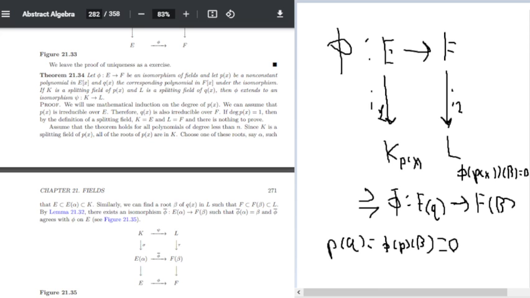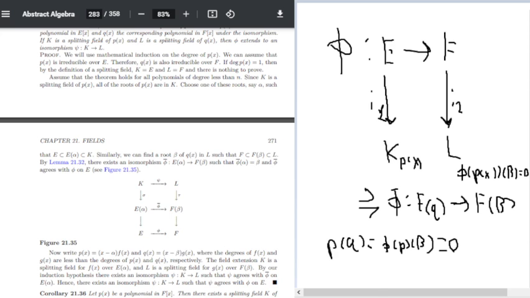Assume that the theorem holds for all polynomials of degree less than n. Since K is a splitting field of p(x), all the roots of p(x) are in K. Choose one of these roots, say alpha, such that E is a subset of E(alpha) is a subset of K. Similarly, we can find a root beta of q(x) in L, such that F is a subset of F(beta) is a subset of L.